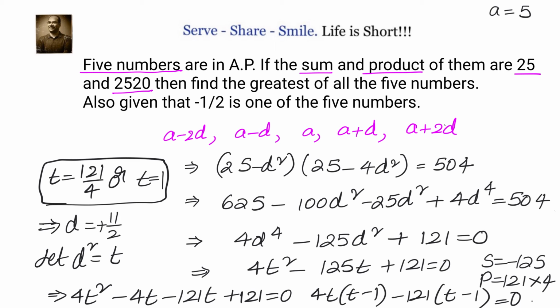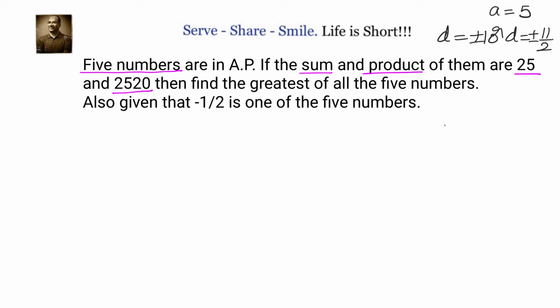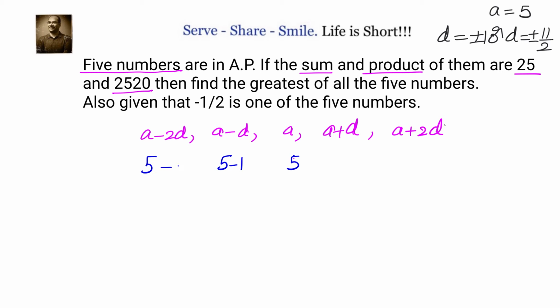Now we got d equals plus or minus 1 or plus or minus 11 by 2, we can just go back to our a minus 2d, a minus d and substitute the values of a and d and check. Remember that we got two answers here. d is plus or minus 1 and d is plus or minus 11 by 2. But we have been given that minus 1 by 2 is one of the 5 numbers. So out of these two, only one will be correct, one will be wrong. So let us check that.